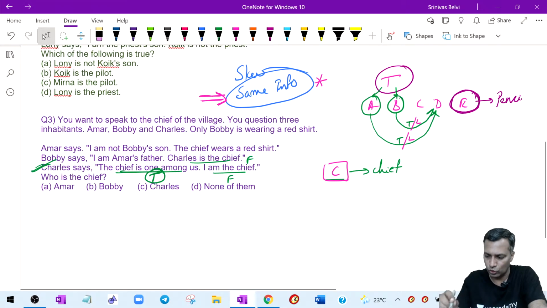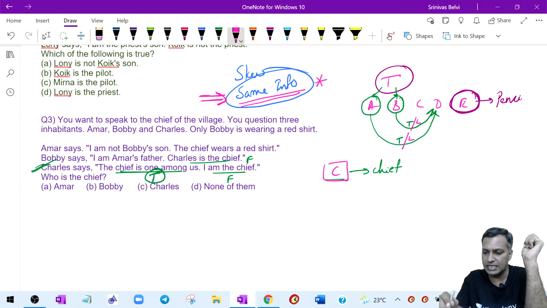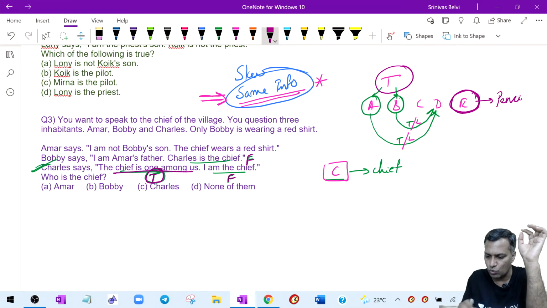All right. Good. Okay. The same information. The underlying statement is what? We are talking about the same information, and hence these statements are false. These statements are false. This is true. Therefore, what is true? The chief is one among us.